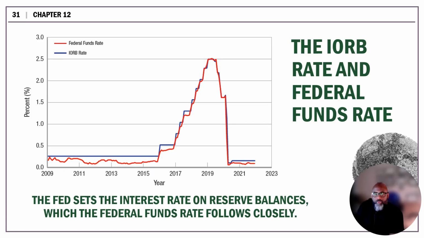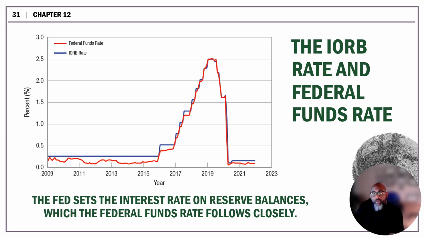This chart illustrates how the Federal Reserve approached monetary policy prior to the 2008 financial crisis. During this period, the Fed did not pay interest on bank reserves, so banks had little incentive to hold excess reserves at the Fed. Instead, they lent out as much as possible. Because reserves were relatively scarce, the Fed could effectively manage the federal funds rate through open market operations.